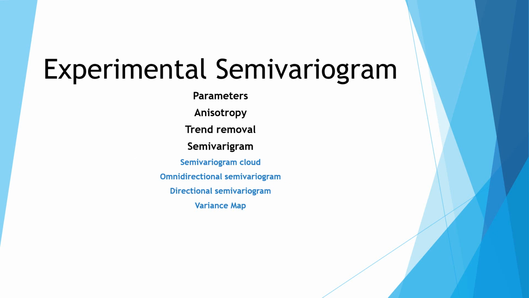This video is pretty long, about 1 hour, but after watching this video you are going to have a pretty clear idea of what a semi-variogram cloud and an omnidirectional semi-variogram are, and what kind of information you can extract from these kinds of graphs and what kind of information they represent.